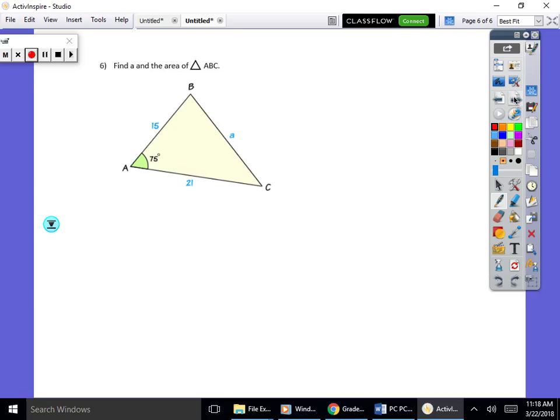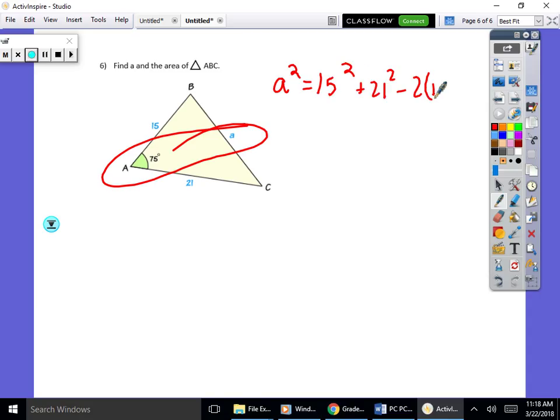Yes, we got this? Okay, so unfortunately, this is the longest one. Unfortunately, I don't have an angle side pair, so I'm going to use law of cosines, okay? So a squared equals 15 squared plus 21 squared minus 2 times 15 times 21 times cosine 75, and they were nice to you because this is the easy kind. You just type all that into your calculator. What did you get?